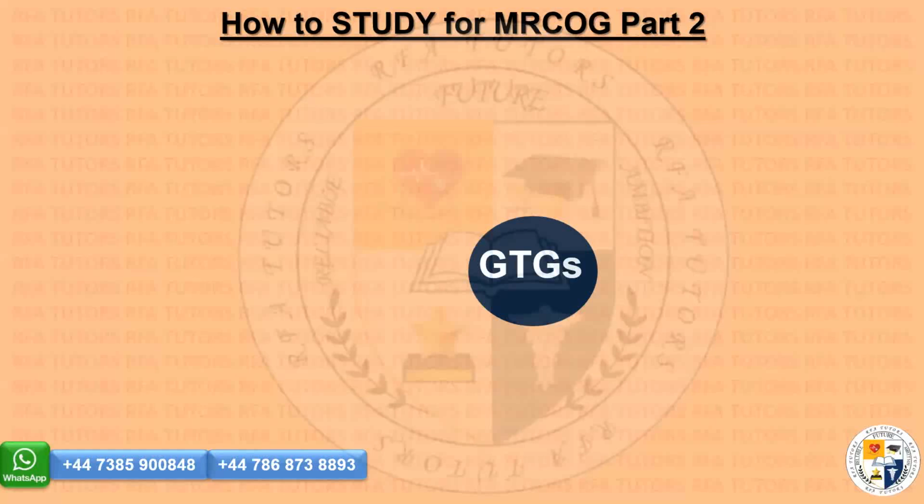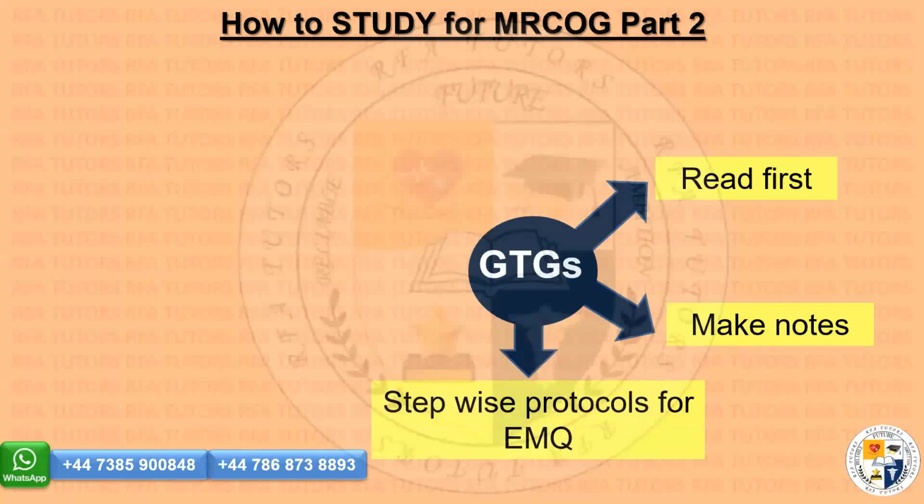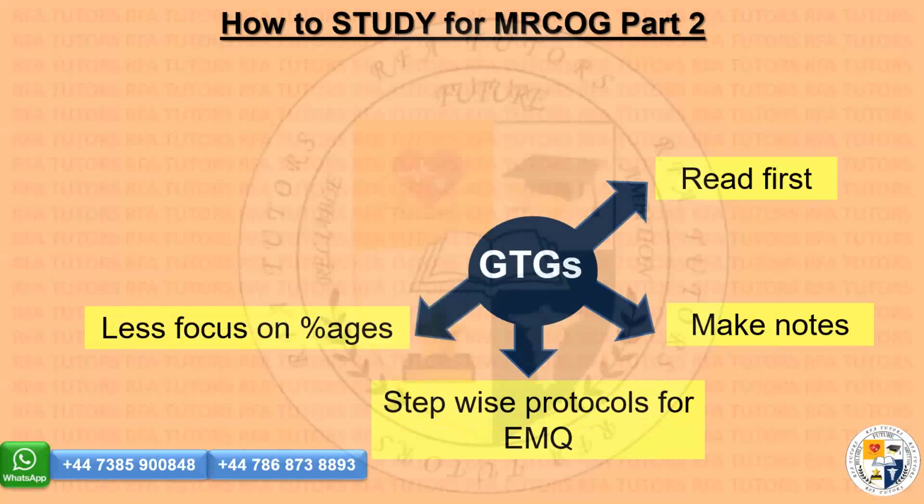Now we are coming to the preparation. In the preparation, 70% of the curriculum is done when we cover the Green Top Guidelines. And the Green Top Guidelines, we have to read first. We have to make our notes, which I shall teach you today. And we have to know the stepwise protocols specifically for the extended match questions from the recommendations.